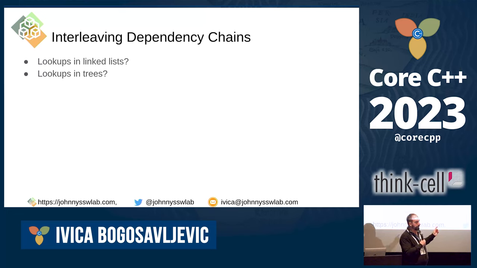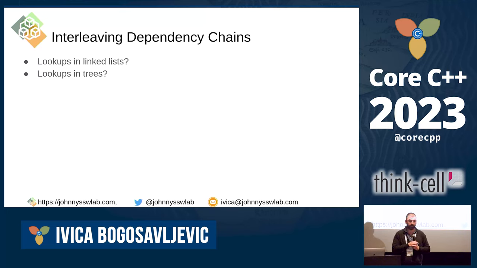So in these cases, if the data for the linked list is mostly coming from the L1 cache, it might not matter. But if it comes from the L3 cache or the memory, it can make a significant difference. And what about lookups in trees? Can we interleave those? Let's say we have n lookups in a binary tree.